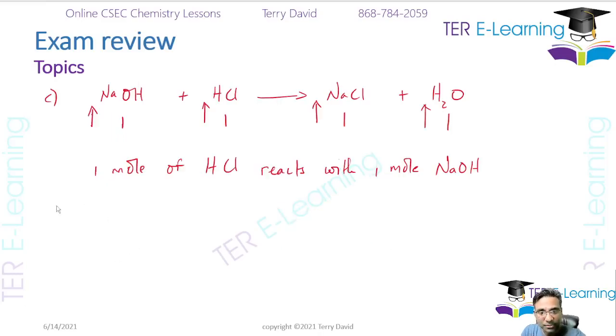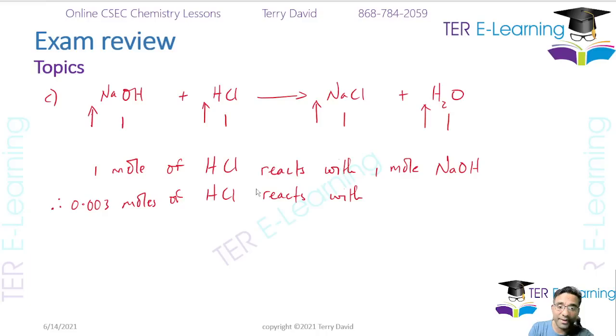So therefore, this is what you're going to say. Therefore, 0.003 moles of HCl will react with, in this particular instance, it's a 1-to-1 mole ratio. So if 1 mole of HCl reacts with 1 mole of NaOH, it means that 0.003 moles should react with that same amount. So therefore, this should be 0.003 moles NaOH.